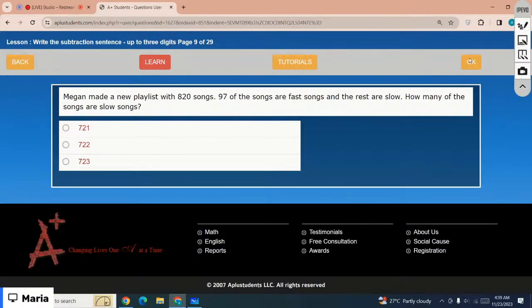Okay, the next one is Megan made a new playlist with 820 songs. 97 of the songs are fast songs and the rest are slow. How many of the songs are slow songs? So which is the correct option?